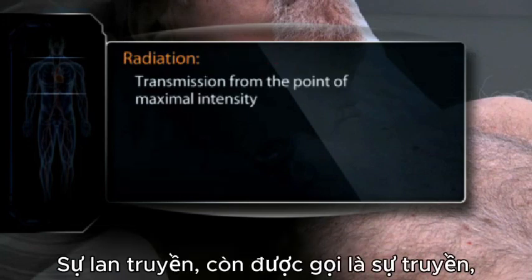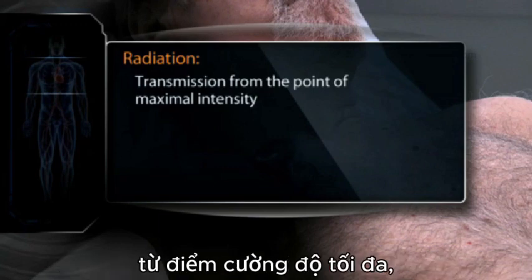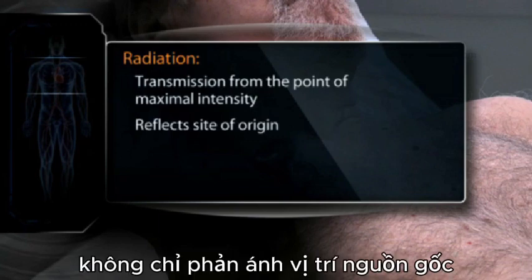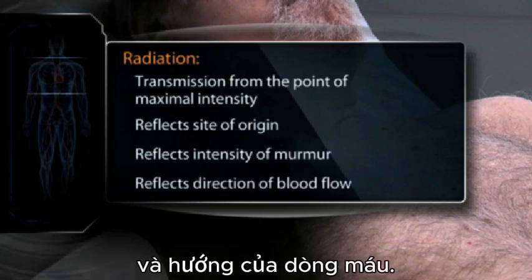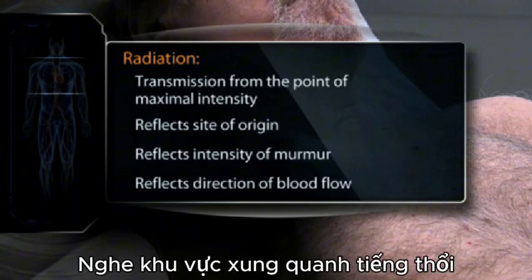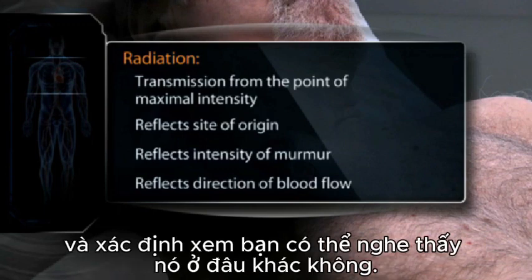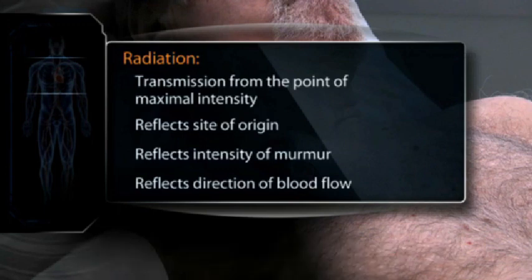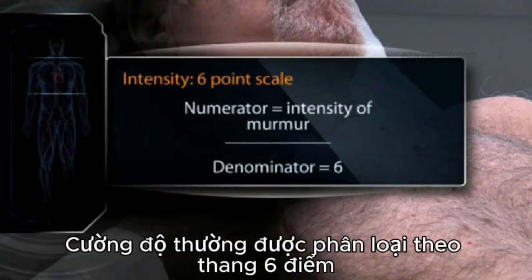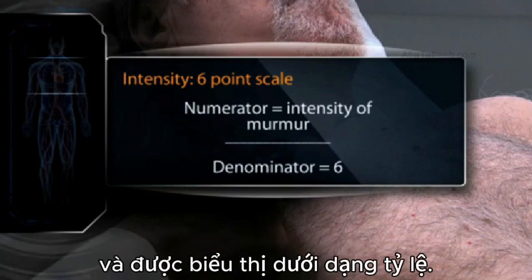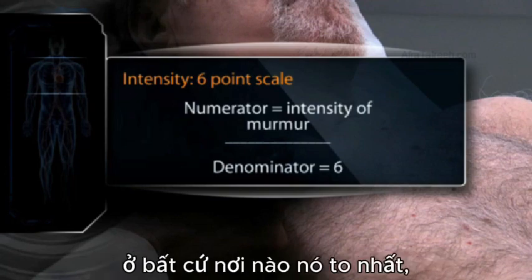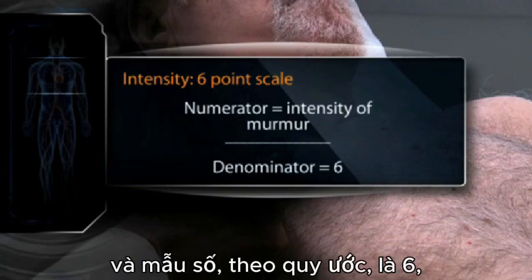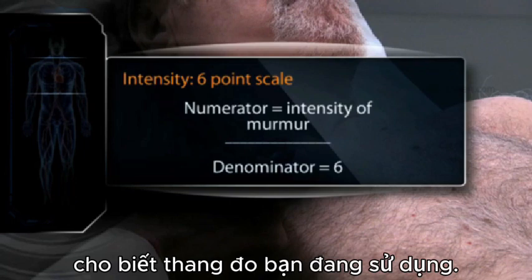Radiation, also referred to as transmission from the point of maximal intensity, reflects not only the site of origin, but also the intensity of the murmur and the direction of blood flow. Auscultate the area around a murmur and determine where else you can hear it. Intensity is usually graded on a 6-point scale and expressed as a ratio. The numerator describes the intensity of the murmur wherever it is loudest, and the denominator, by convention, is 6, indicating the scale you are using.